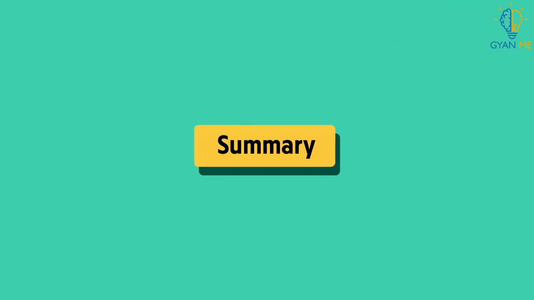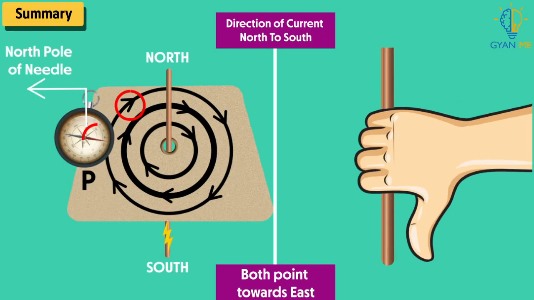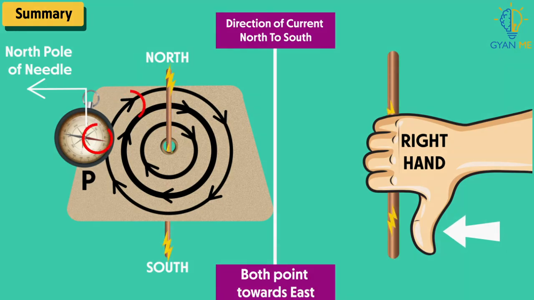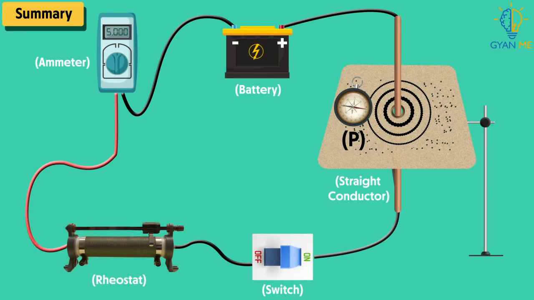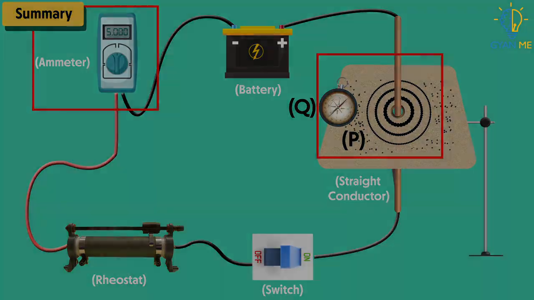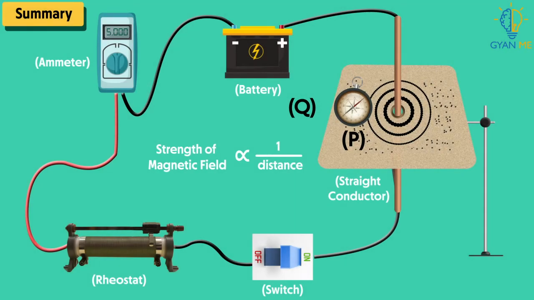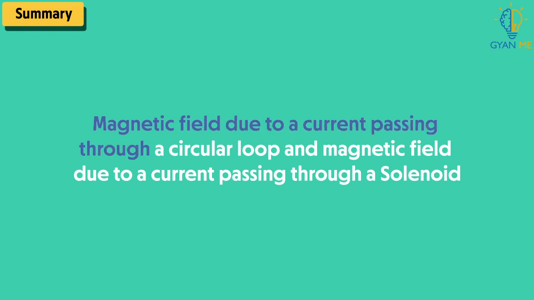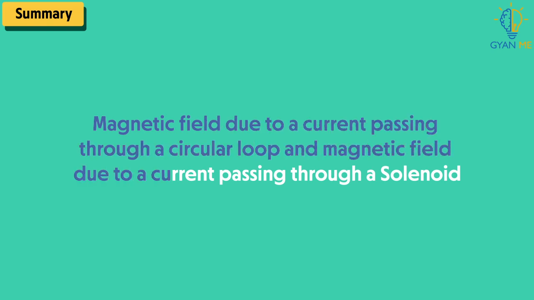So students, what have we learned in this video? The direction of magnetic field line depends on the direction of current. The right-hand thumb rule gives a simple way to find it out. The strength of the magnetic field created by a current-carrying wire at any point depends on, first, the amount of current in the wire, second, the distance of the point from the wire. The magnetic field is stronger near the current-carrying wire and it diminishes as you go away from the wire. In the next video, we will see magnetic field due to current passing through a circular loop, and magnetic field due to a current passing through a solenoid.